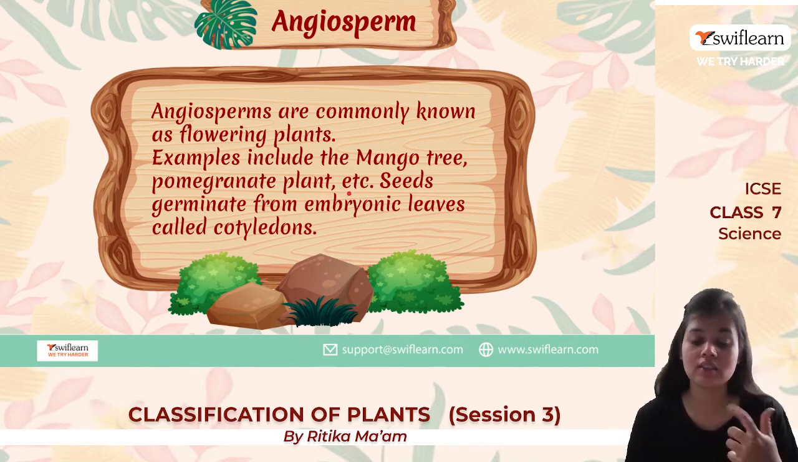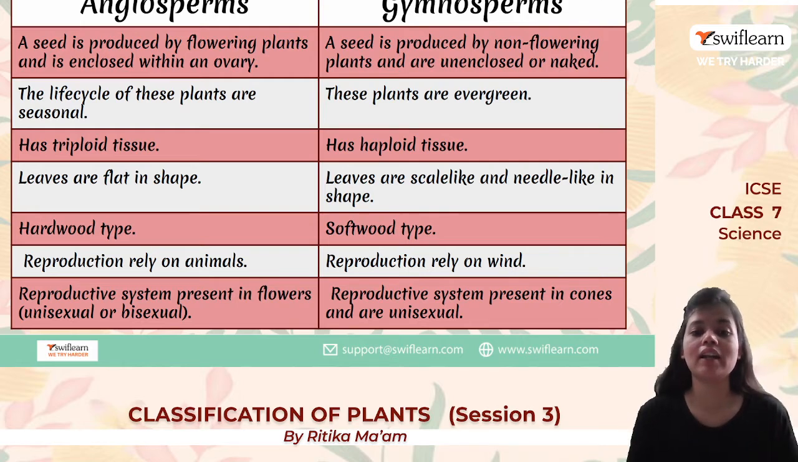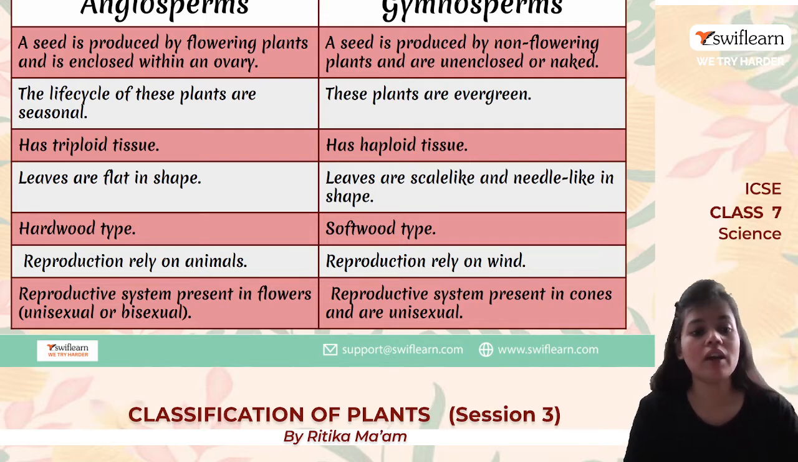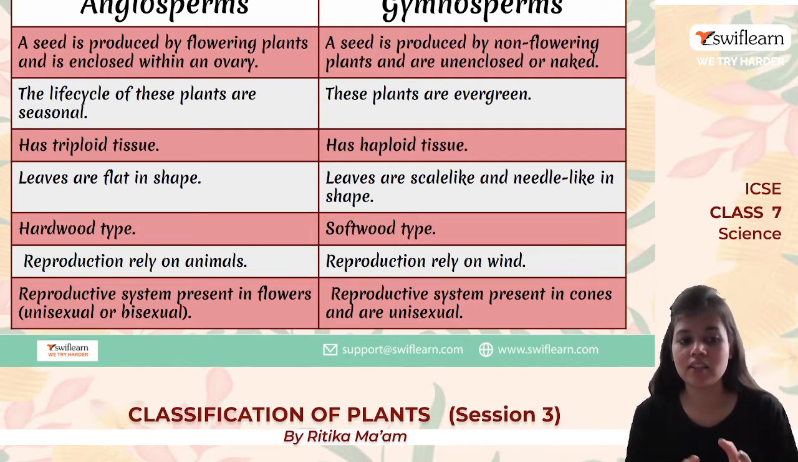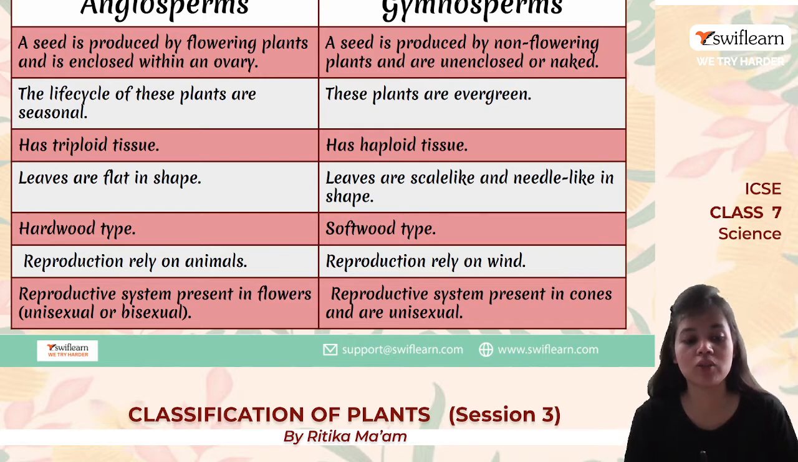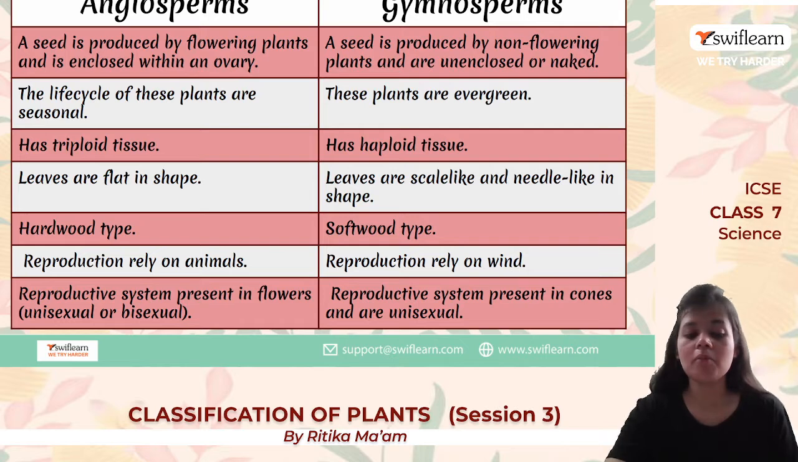Now, what are cotyledons and how many types of cotyledons do we have? Let us see. But before that, let's have a quick revision on angiosperms and gymnosperms. Angiosperm seed is produced by flowering plants and is enclosed within an ovary. The life cycle of these plants is seasonal, like various types of trees. Their leaves are flattened in shape, they have triploid tissue, and they are a bit of hardwood. Their reproduction relies on animals. How does it rely on animals? Because they are carriers of seeds.